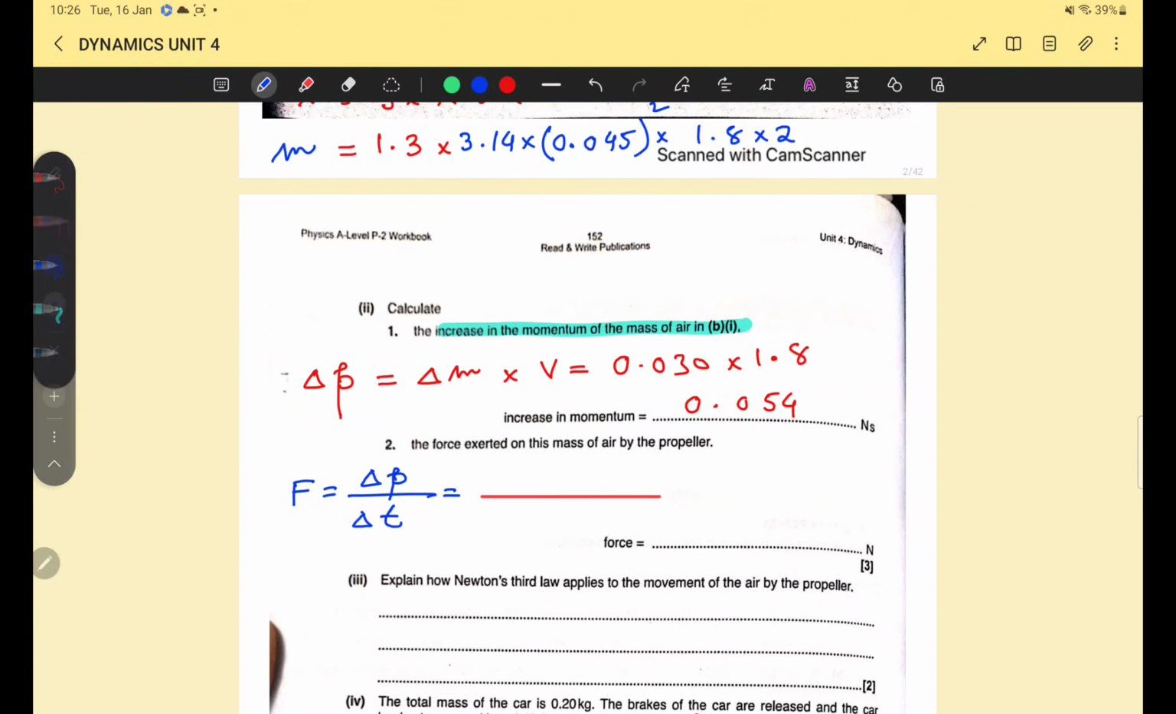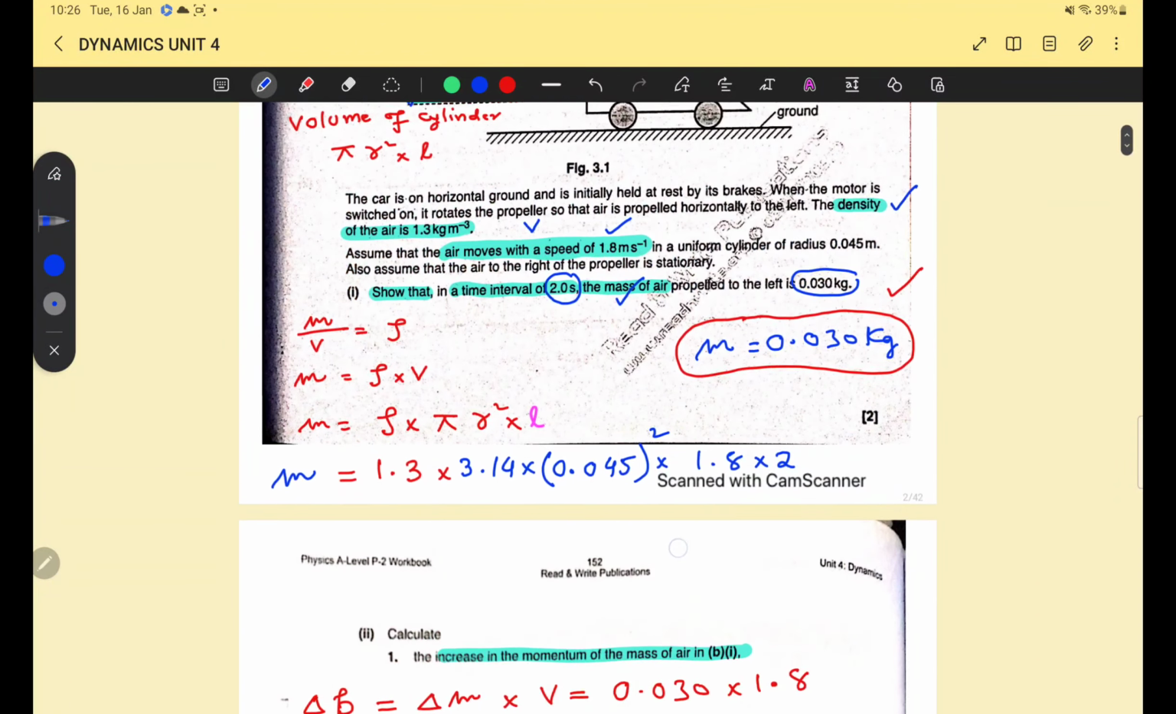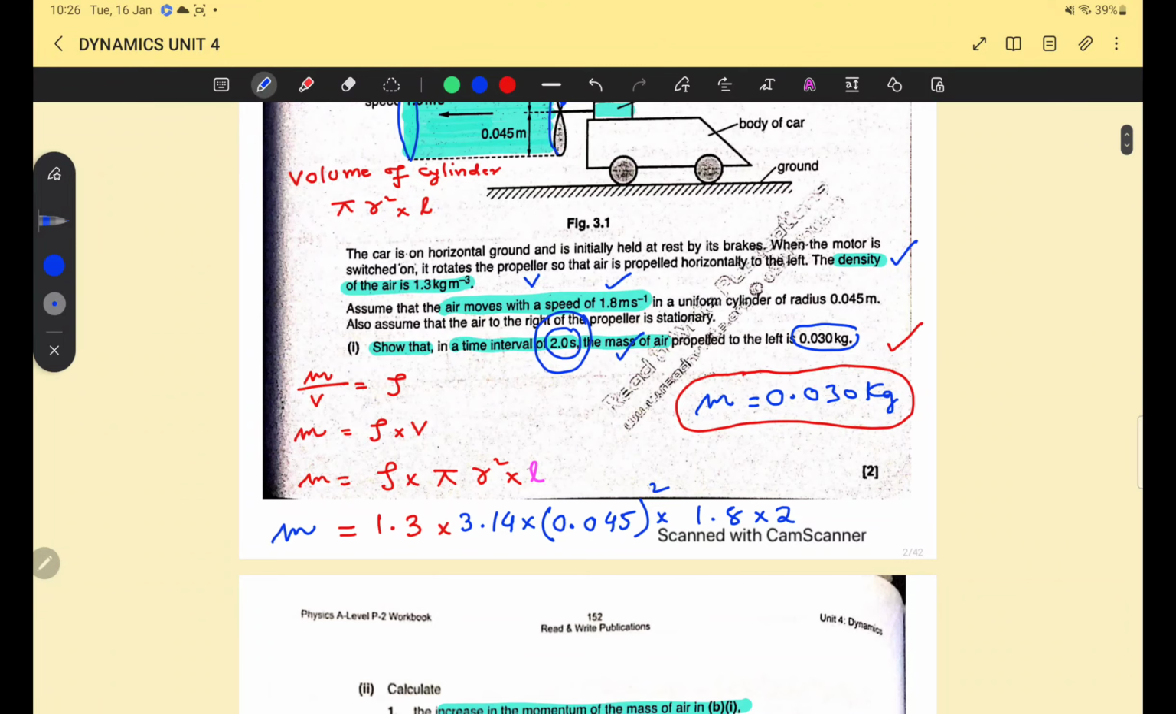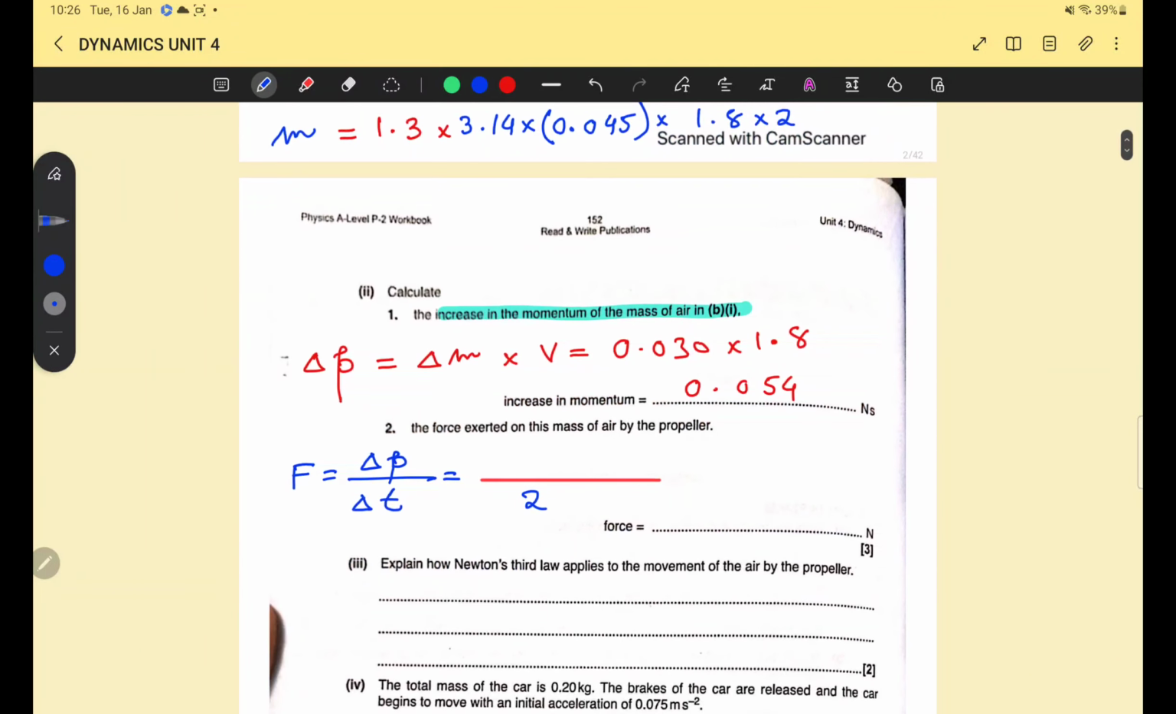So time is given, 2 seconds. In the first line, the time is 2 seconds. We have calculated the change of momentum, and the change of momentum is 0.054. So if you divide these two numbers, then the force will be 0.027 Newton. It is the force.